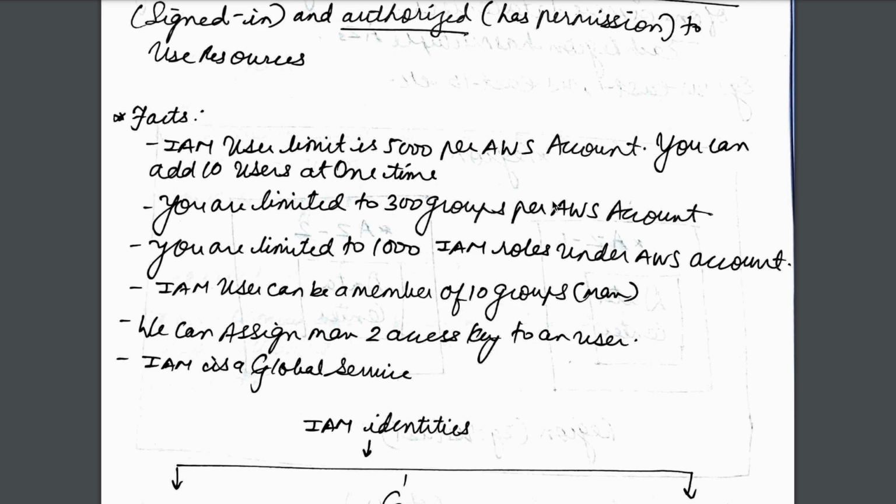So basically, the user limit for a single AWS account is 5,000 users, and it allows you to create 10 users at a time. Also, you can create a max of 300 groups per account, and there are 1,000 IAM roles which you can create. And a single IAM user can be a member of 10 groups or cannot be a member of any group, right? It can act as an independent user or can be a grouped user which consists of 10 groups. Also, you can assign two access keys to a user, and one of the most important facts is IAM is a global service, right?